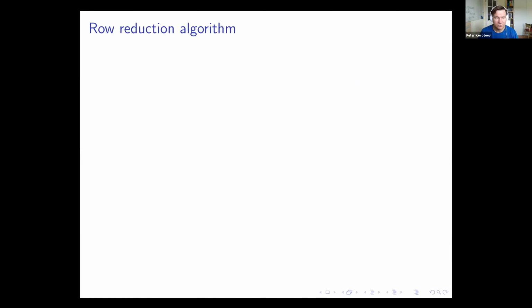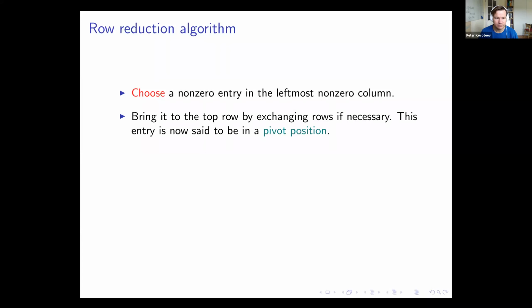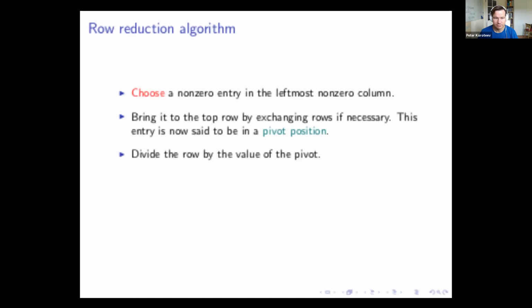So let's talk about the row reduction algorithm and see how those echelon form matrices can be produced. First we choose a non-zero entry in the leftmost non-zero column. Then we bring it to the top row by exchanging rows if necessary. Remember, we can freely interchange the rows, and that corresponds to just renaming the equations, moving them to a different place. So this entry is now set to be in a pivot position.